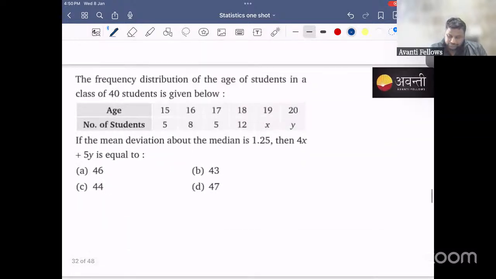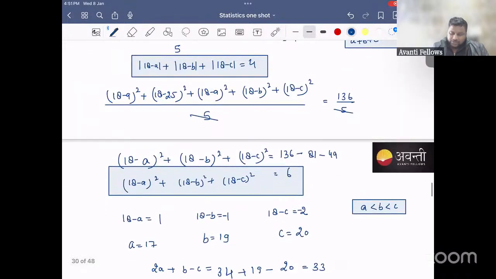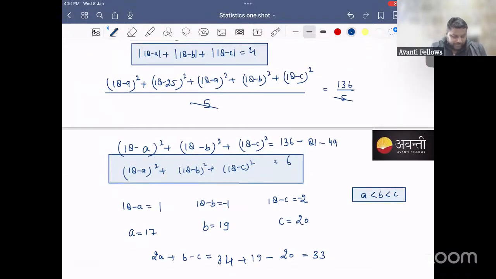Understood? So I assume I have made my point very clear.